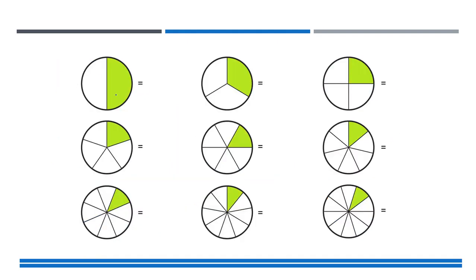Now, can you answer this? This is what? 1 part out of 2, so 1 by 2. 1 is called the numerator and 2 is called the denominator. Here, in this case it is 1 by 3, right? Here 1 by how many equal parts are there? 4. Similarly, you can do this. How many parts do you have? 1, and how many equal parts are there? 5.